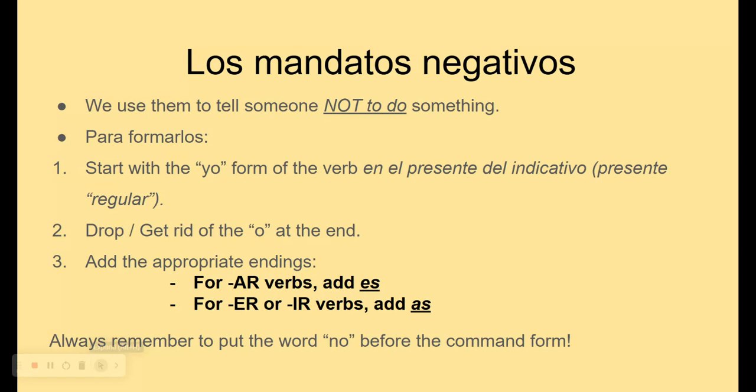And then you have to add the appropriate endings. So for AR verbs, you're going to add the letters ES, for ace. For ER and IR verbs, you're going to add the letters AS, for us. And of course, to make this a negative command, you always want to make sure that you put the word no before the command. I'm going to ask that you write down a few examples.